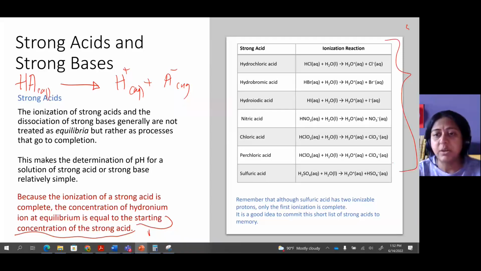Here you will see the list of strong acids. They go all the way to their products and there is no equilibrium. And if you check the ionization of sulfuric acid, there are two hydrogens, but only the first ionization is complete in sulfuric acid.